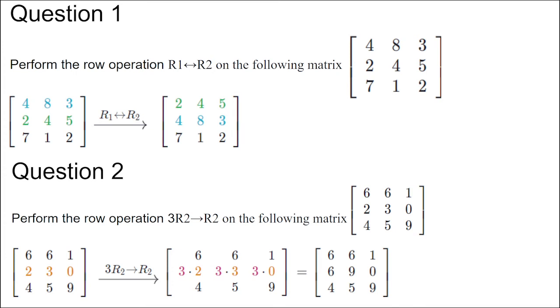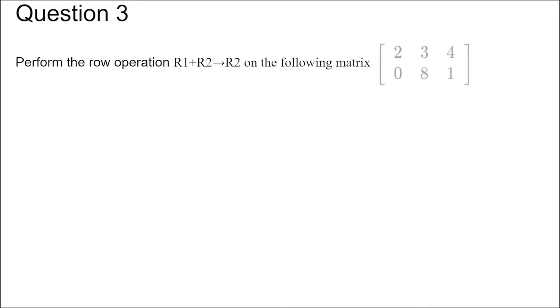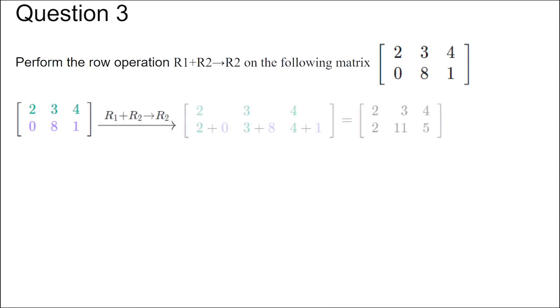For question 3, perform the row operation R1 plus R2 to R2 on the following matrix. In this question, we want to add row 1 and row 2 in row 2. Row 1 will remain unchanged. The change is only for row 2. So the row 2 answer is 2, 11, 5, and for row 1 we just write 2, 3, 4.